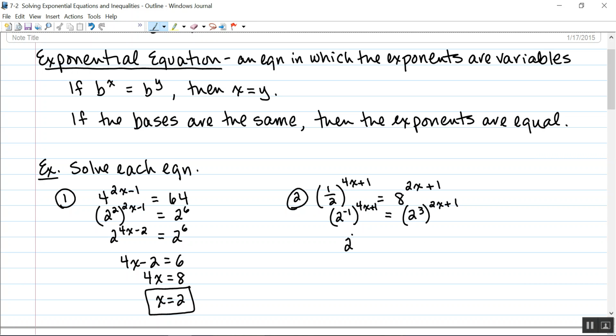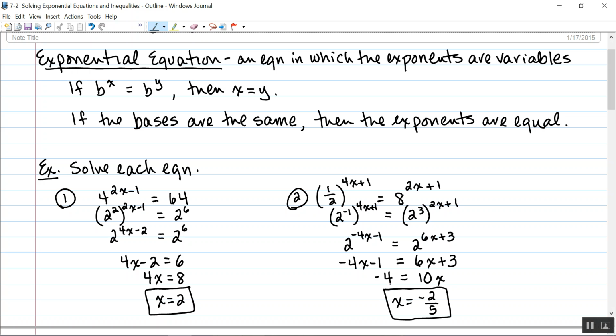So that's going to give me 2 to the negative 4x minus 1 equals 2 to the 6x plus 3. And now that I have the same base, I can just pull off my exponents and make those equal to each other. So negative 4x minus 1 equals 6x plus 3. And we'll just solve from there. 10x is equal to negative 4, or x equals negative 2 over 5. Okay.